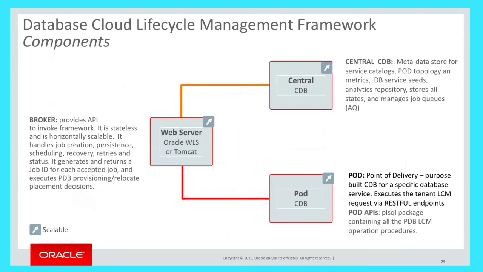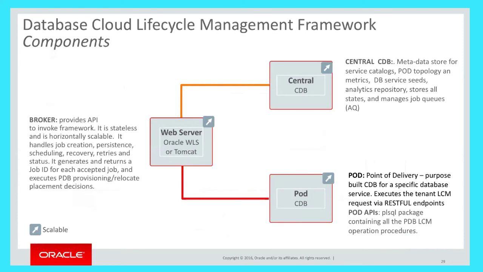And it basically has states and job queues for the provisioning requests that are coming in, as arbitrated through some sort of web server. So we deploy a broker, either in WLS or Tomcat, and that's the mechanism to invoke the framework. It's basically highly scalable and stateless. It handles job requests and persistence for retry if a job fails. It will recover and manages the scheduling.